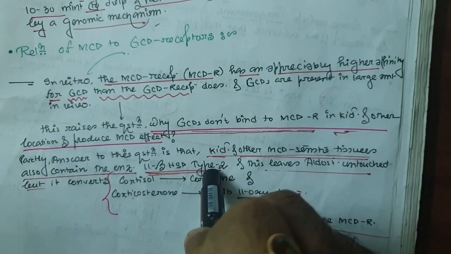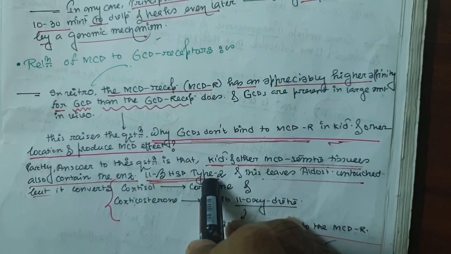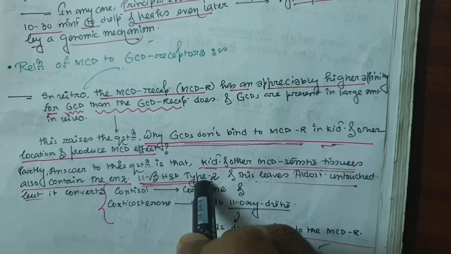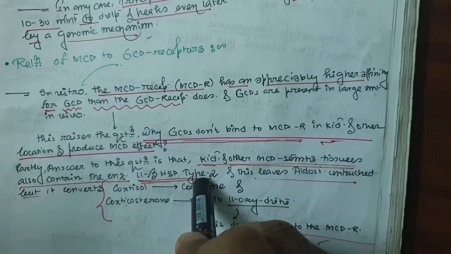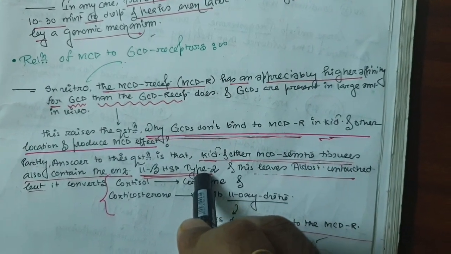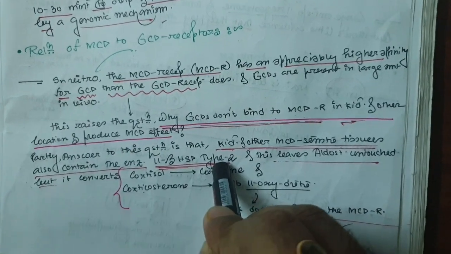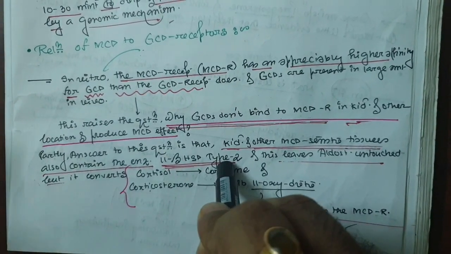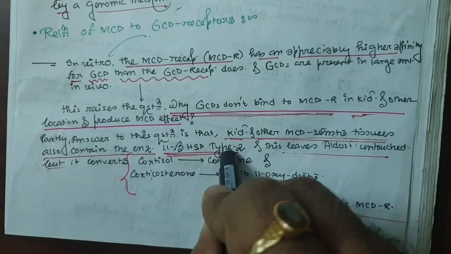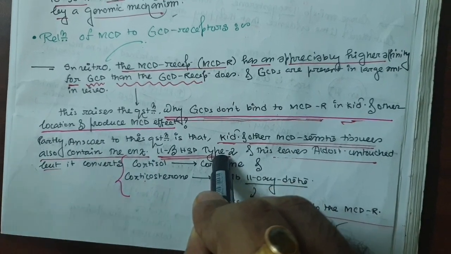Now, remember, in my previous note, it was seen that 11-beta HSD2 is responsible for the conversion of cortisol to cortisone, but not vice versa. Remember, cortisol to cortisone conversion is done by 11-beta HSD type 1 and also type 2, but the reverse conversion of cortisone to cortisol is only done by 11-beta HSD type 1.